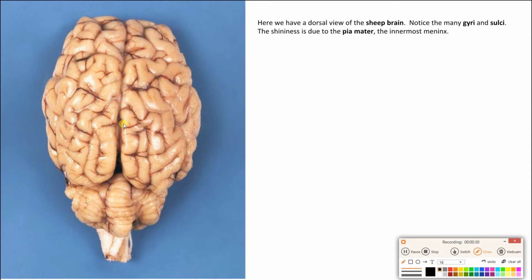But we do see some good surface area in this brain. We see a lot of gyri. We see a lot of sulci. Of course, remember, gyri are the ridges. Sulci are the grooves. So we see plenty of those. Now we can also see just the shininess of this brain. You can really see it, especially in the sulci. And that shininess, of course, is due to the pia mater, one of the three meninges that wrap and protect that brain. The pia mater is your innermost meninx, so it is the deepest of the three.